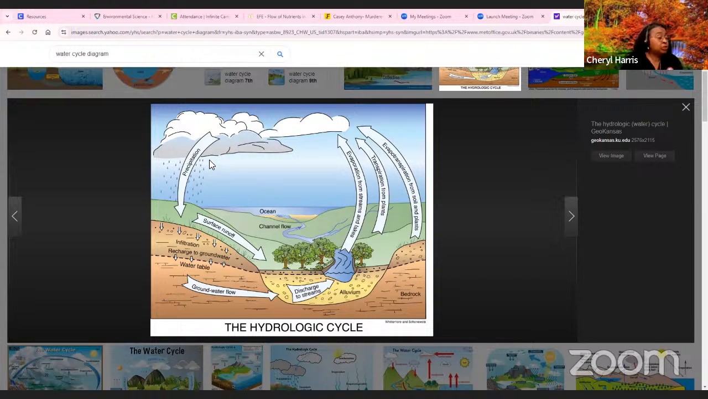Okay, so make sure you can understand a diagram like this. Sometimes you get a diagram that has no labels on it, and you need to be able to label all of the activity in the hydrologic cycle.